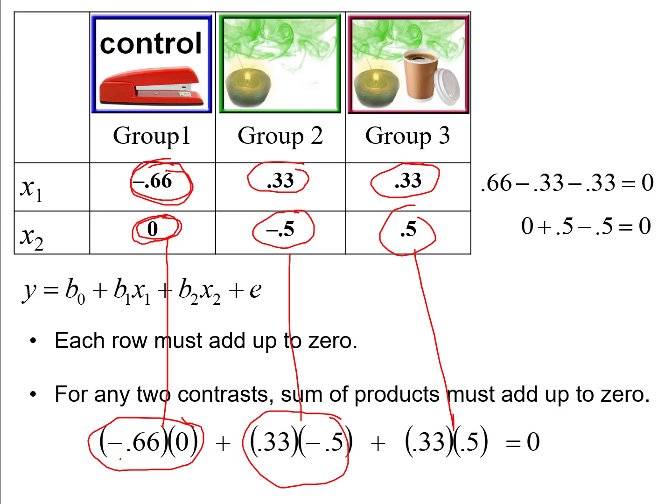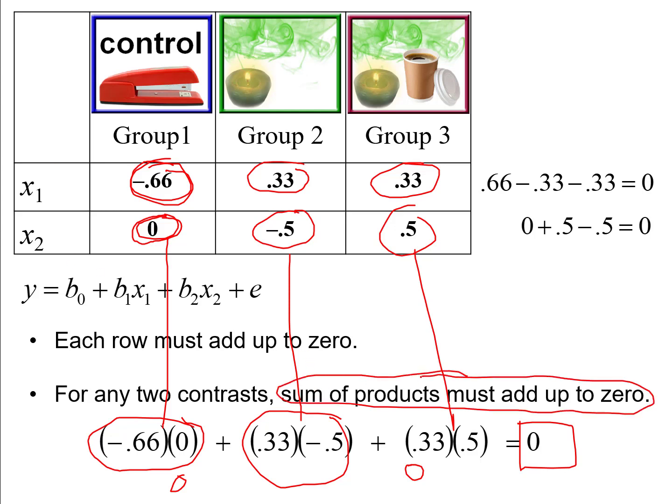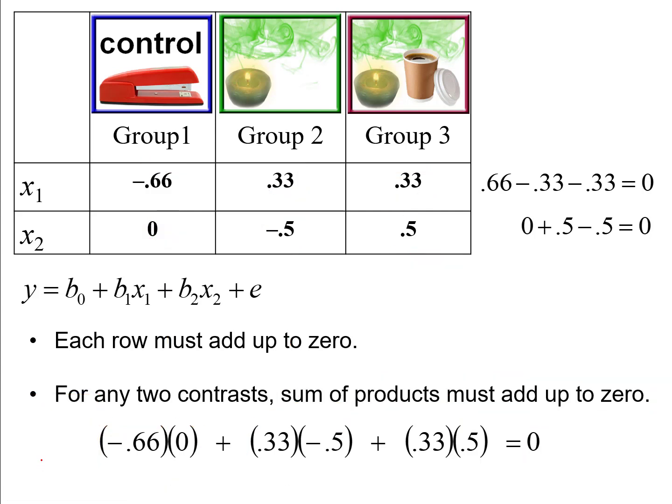So if we get negative 0.66 times 0, that will be 0. Then 0.33 times negative 0.5 plus 0.33 times positive 0.5, that will equal 0. And sum it all up, it will sum to 0. So this is showing you a situation that for these two contrasts, the sum of the products adds up to 0. And that satisfies one of the rules for orthogonal contrasts.